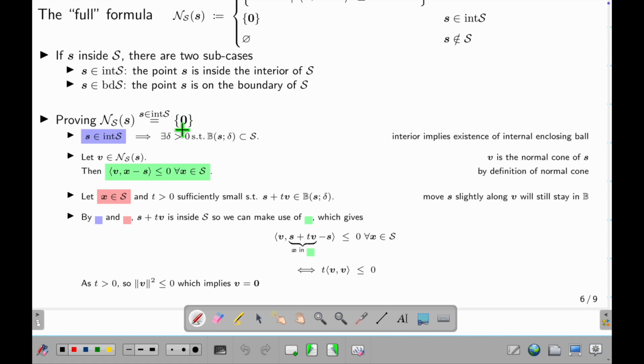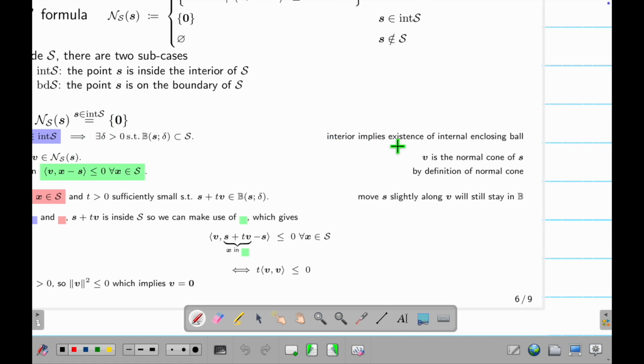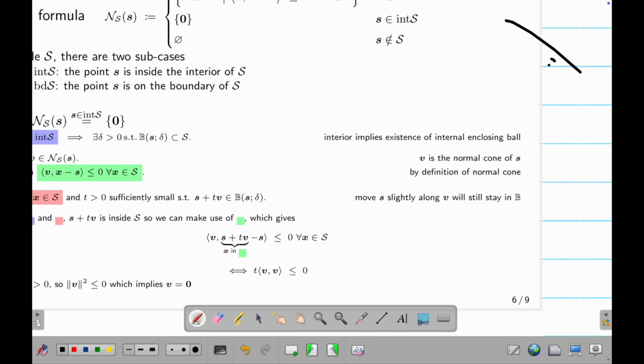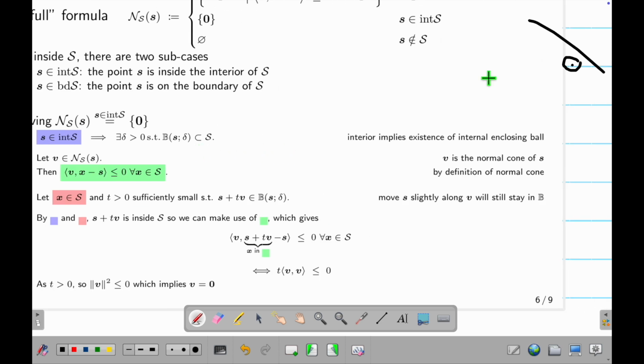If this is inside the set, what's interior? Interior means I have a point here, that means you can always throw a ball such that the whole ball is in the set. So there exists a ball, and this whole ball is in the set S. And what is a ball? A ball is a center point and a radius. Center at S, radius delta.